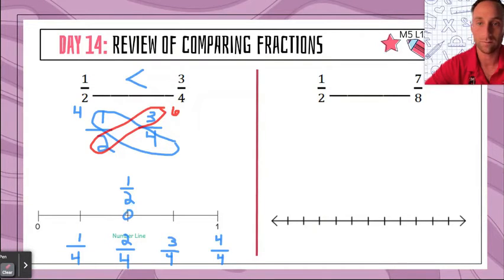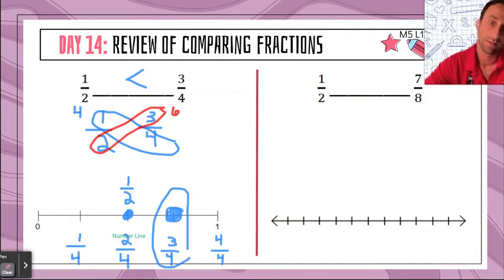So here's one of my points on the number line. There's one, and the other is 3/4. 3/4 is here on the number line. All right, my friends, which one is closer to 1 whole? Which one is further to the right on the number line? Well, that, my friends, is 3/4. So once again, 3/4 is greater than 1/2, or 1/2 is less than 3/4.